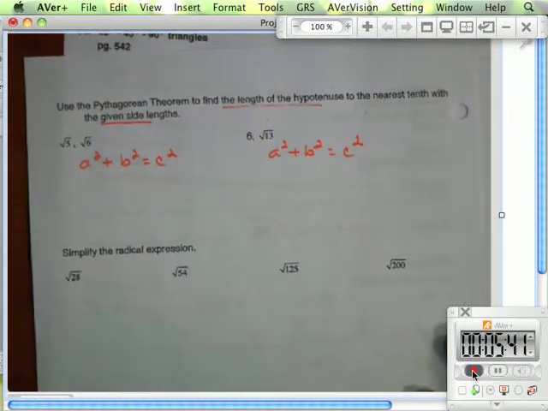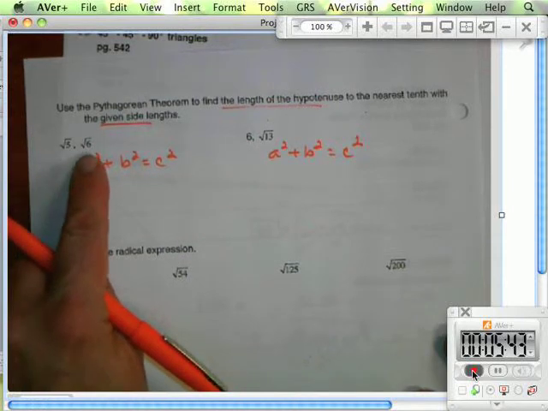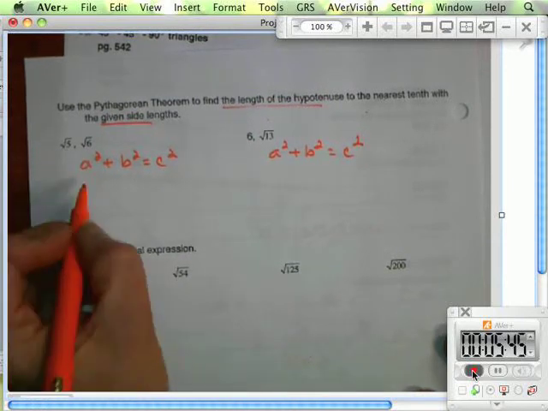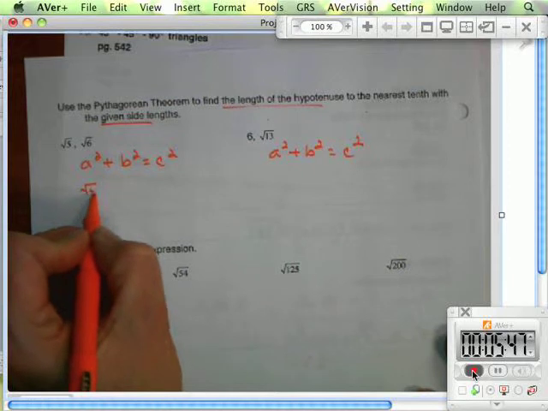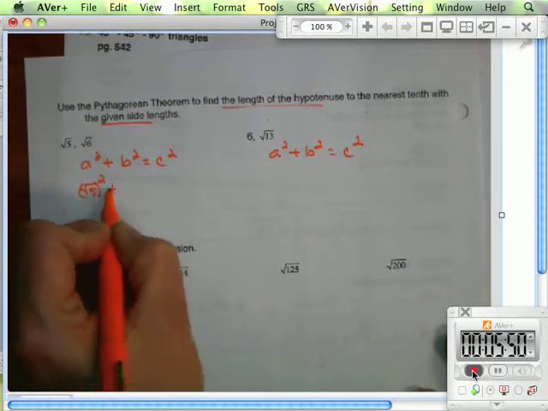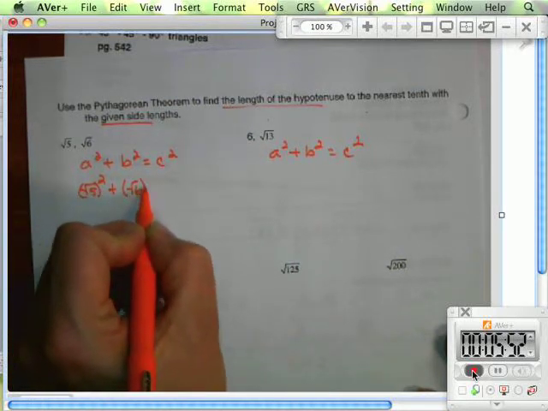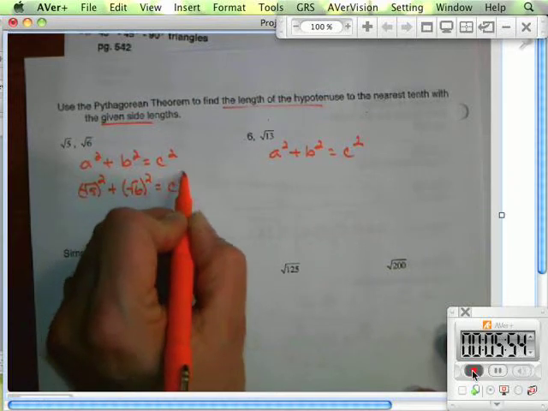All right. They gave me these side lengths, not the hypotenuse. They gave me the side lengths, so I've got to use those. That's going to be my A, square root of 5 squared, plus square root of 6 squared equals C squared.